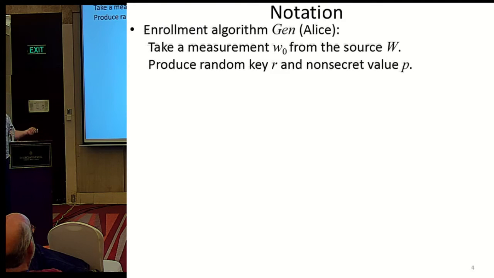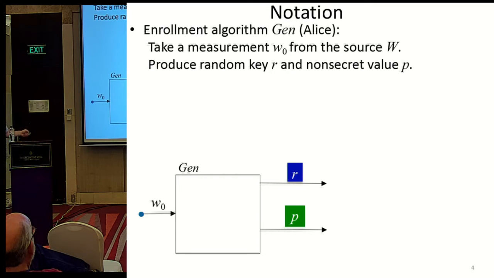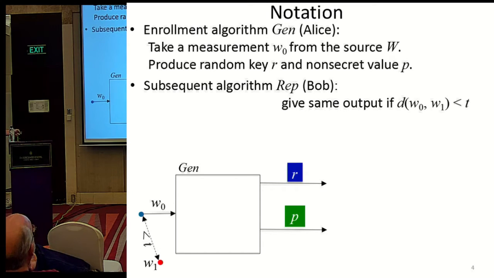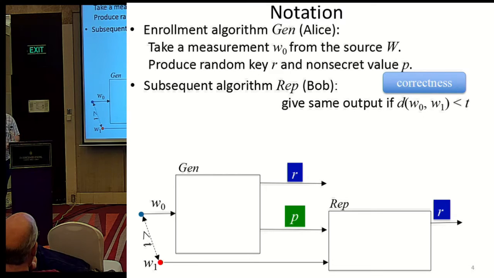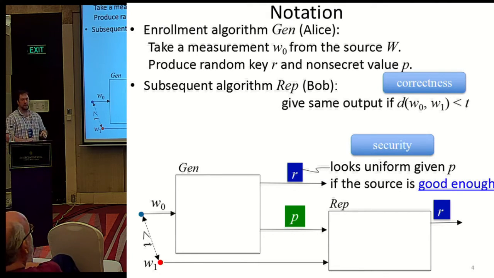We have an enrollment algorithm that's run by Alice called Generate. It takes this value W0 and produces a cryptographic key R as well as a non-secret value P. Now we can run Reproduce when the distance between W0 and W1 is less than t. We take W1 as well as this public value P to get back our value R. The correctness condition is that Reproduce should give us the same key if W0 and W1 were less than distance t apart. The security condition is that R should look uniform given this public value if the source is good enough. What we're going to talk about in this talk is what good enough means.